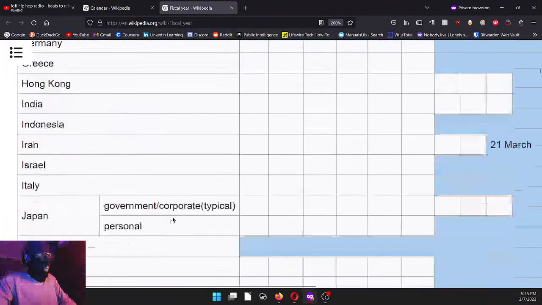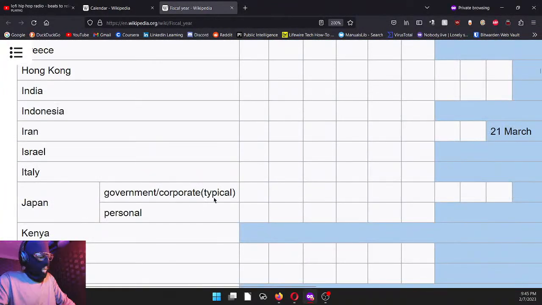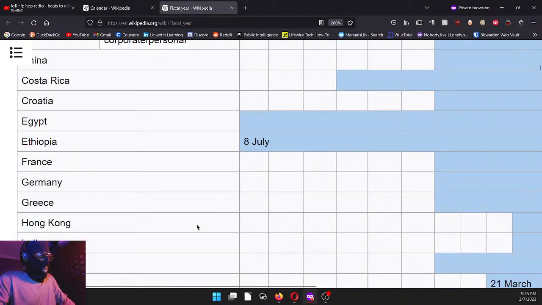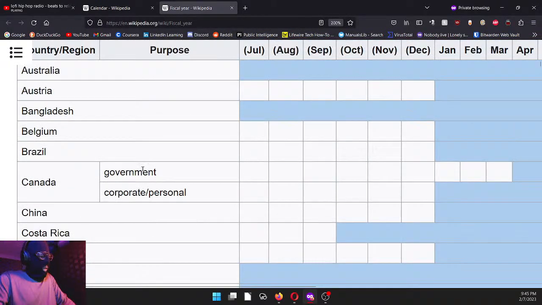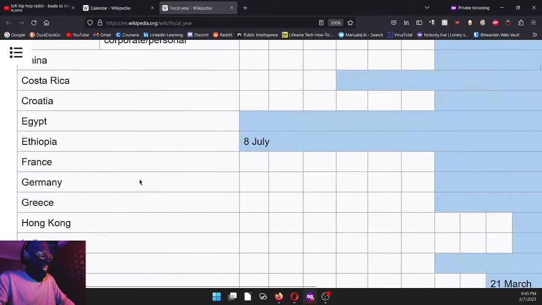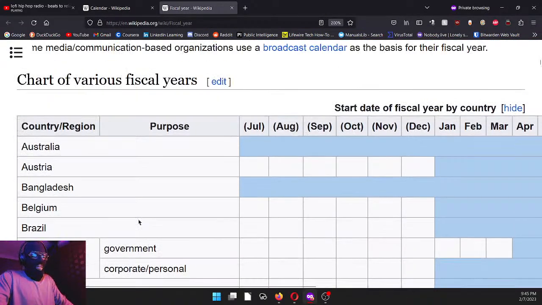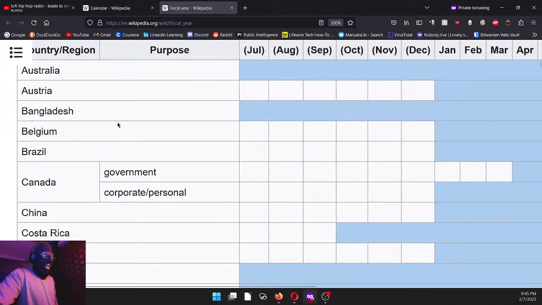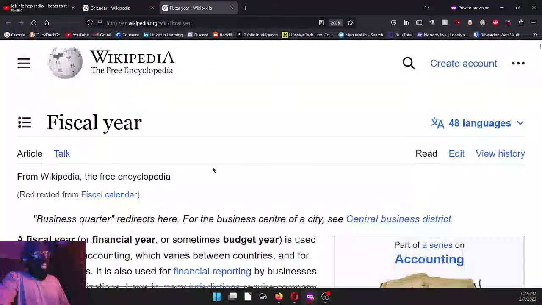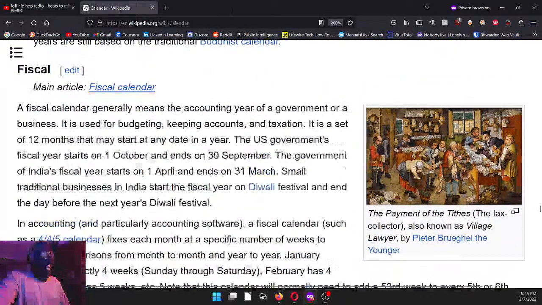And so on and so forth. Japan has government, corporate, typical, and personal, along with, what is it, Canada. But it seems like France, India, Hong Kong don't have anything listed. China, I guess, has a lot of things related to the government when it comes to budgeting, but it doesn't say here. So, yeah, further ado, this is just physical calendars.